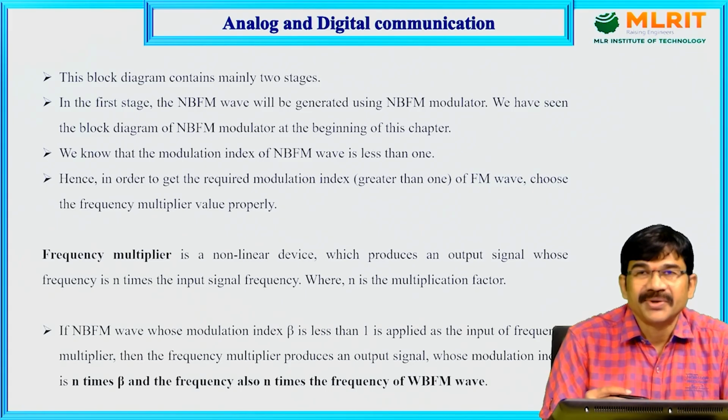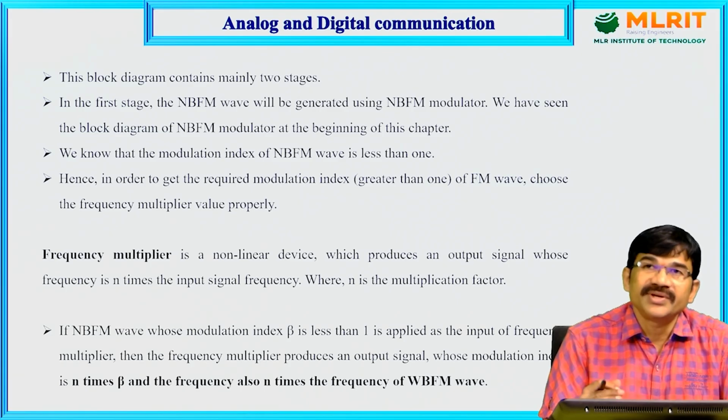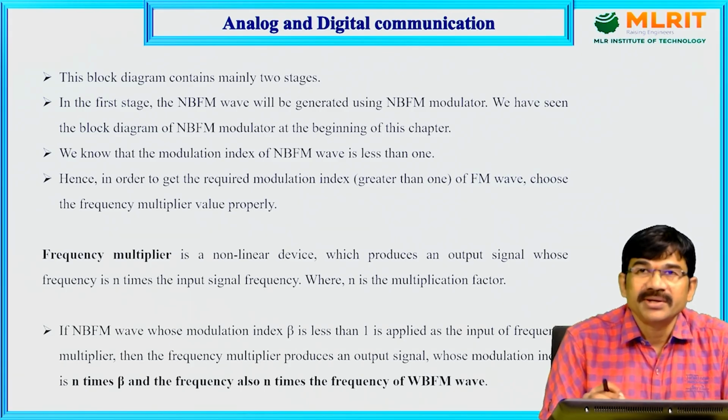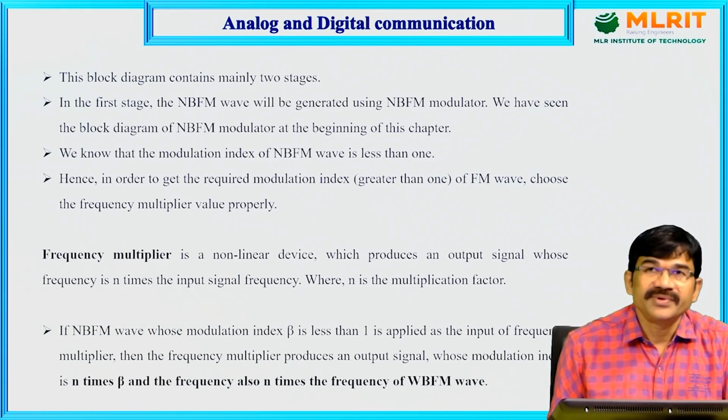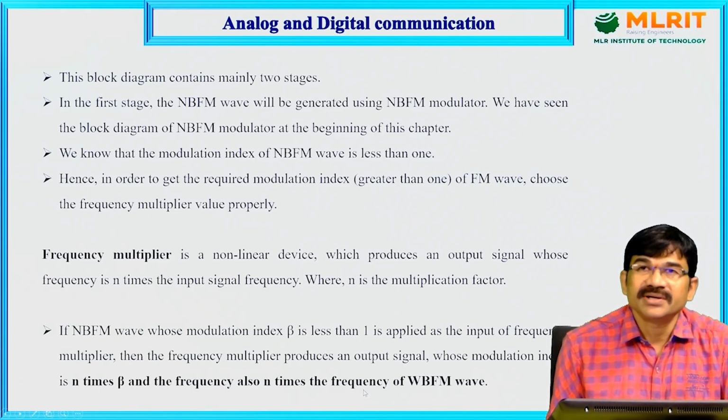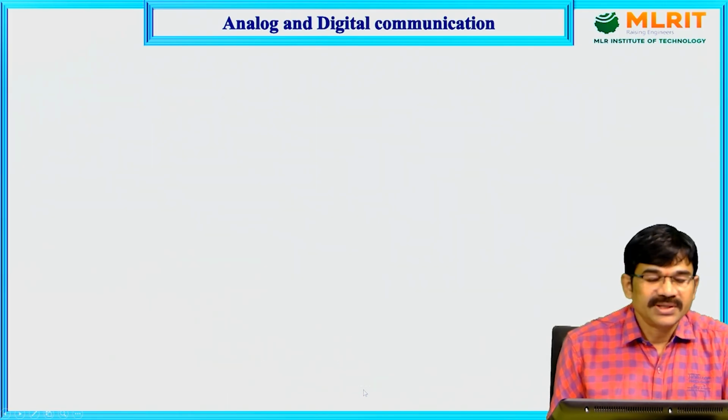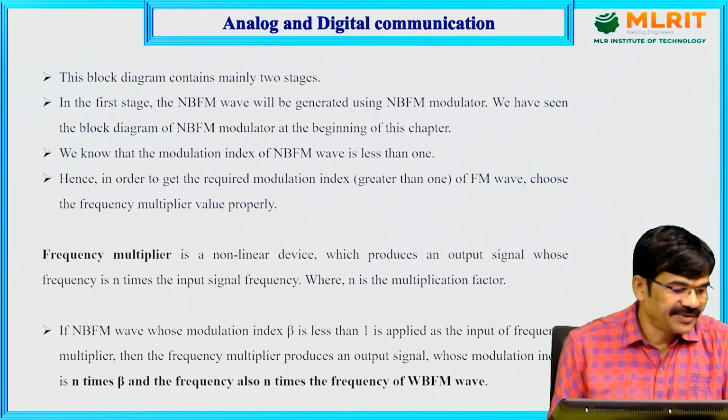To get the desired FM wave, the frequency multiplier multiplies the frequency. The reference frequency it takes is the input signal frequency only, and it multiplies in such a way that the output beta is greater than 1. If beta is greater than 1, it automatically satisfies the condition of wideband FM. So then wideband FM is generated.